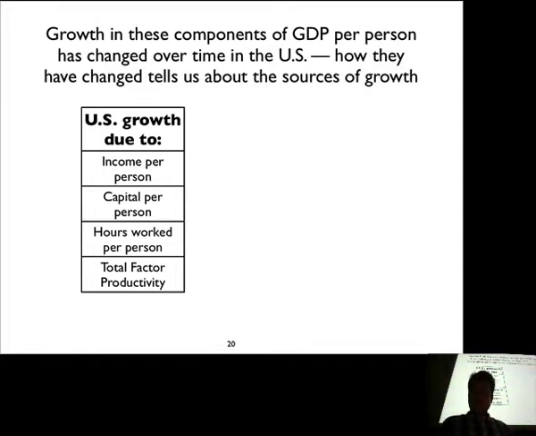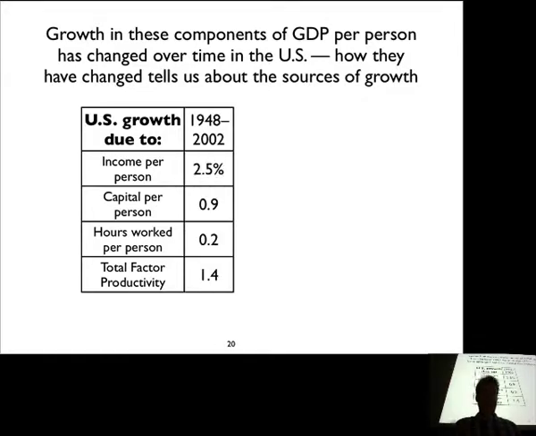Looking over the entire post-war period, and this is now 10 years out of date, income per person grew 2.5%, of which total factor productivity was a very large share. So 1.4 percentage points out of 2.5 is big. It's a little more than half. You also see capital per person. You also see increases in hours worked per person.